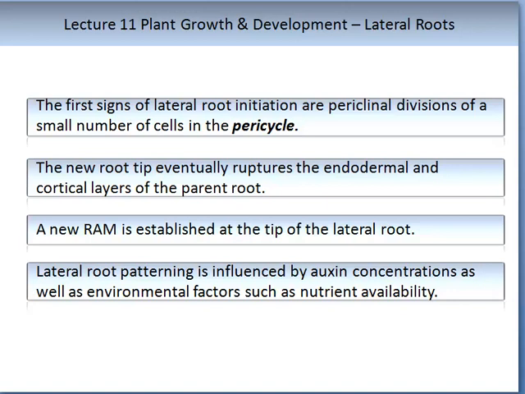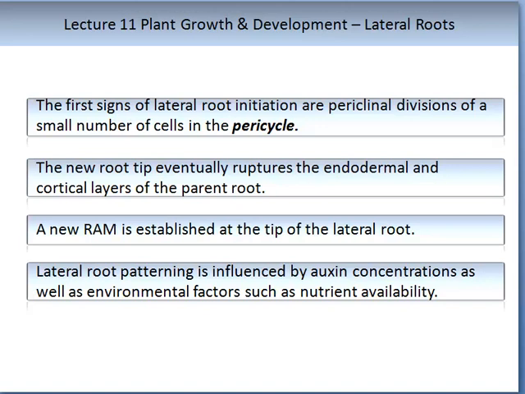Now we will examine lateral root growth in more detail. The first signs of lateral root initiation are periclinal divisions of a small number of cells in the pericycle. The new root tip eventually ruptures the endodermis and cortical layers of the parent root. A new root apical meristem is established at the tip of the lateral root.